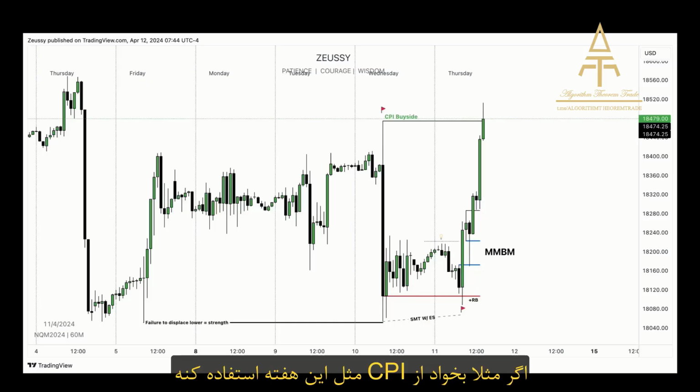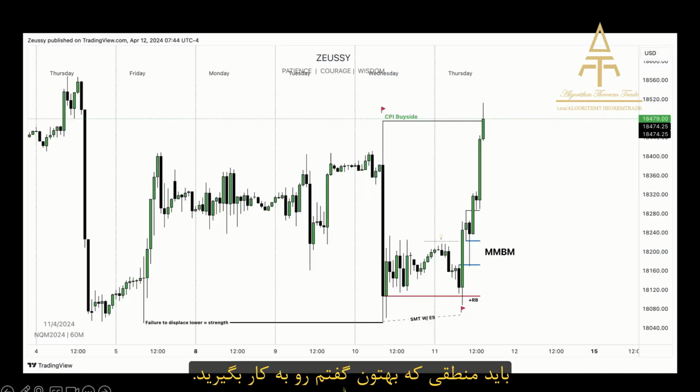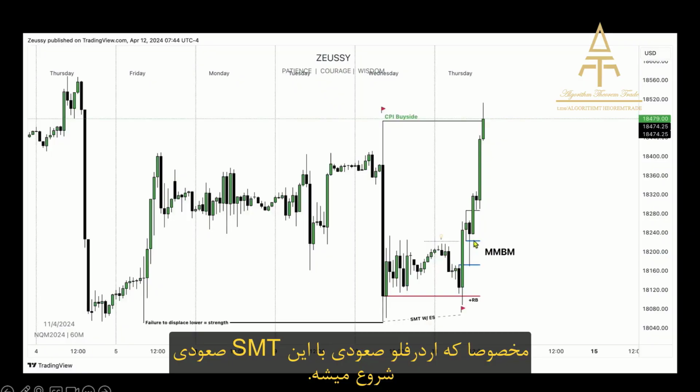If, for example, CPI gets utilized like it did during this week, where we simply see this big down close candle, we need to apply the logic that I just described to you, especially when we begin to see bullish order flow begin. It all begins with that SMT right here inside the potential point of interest.